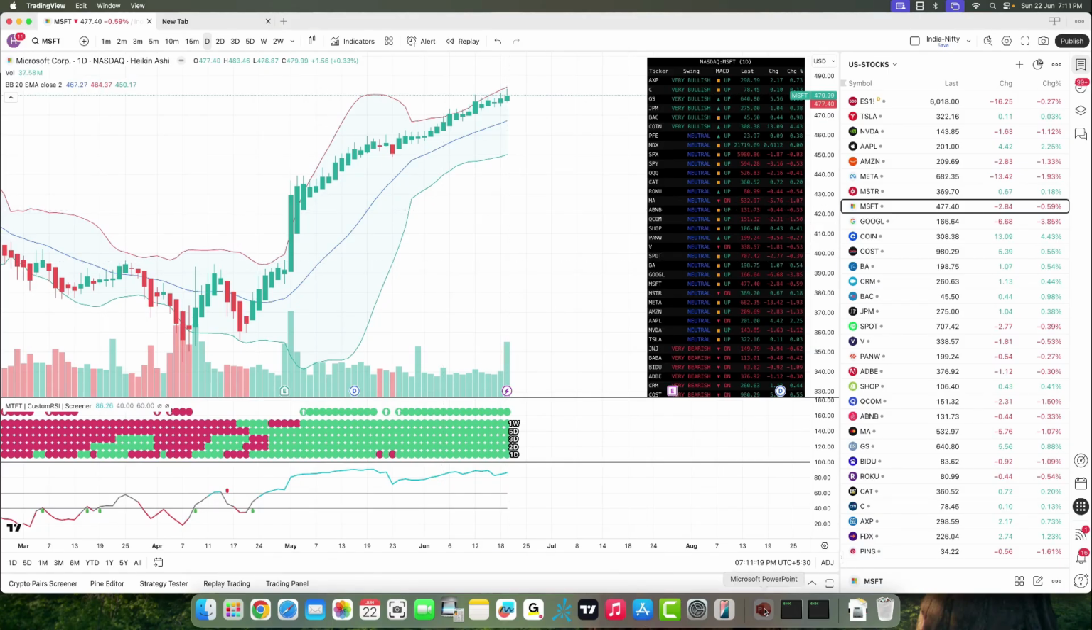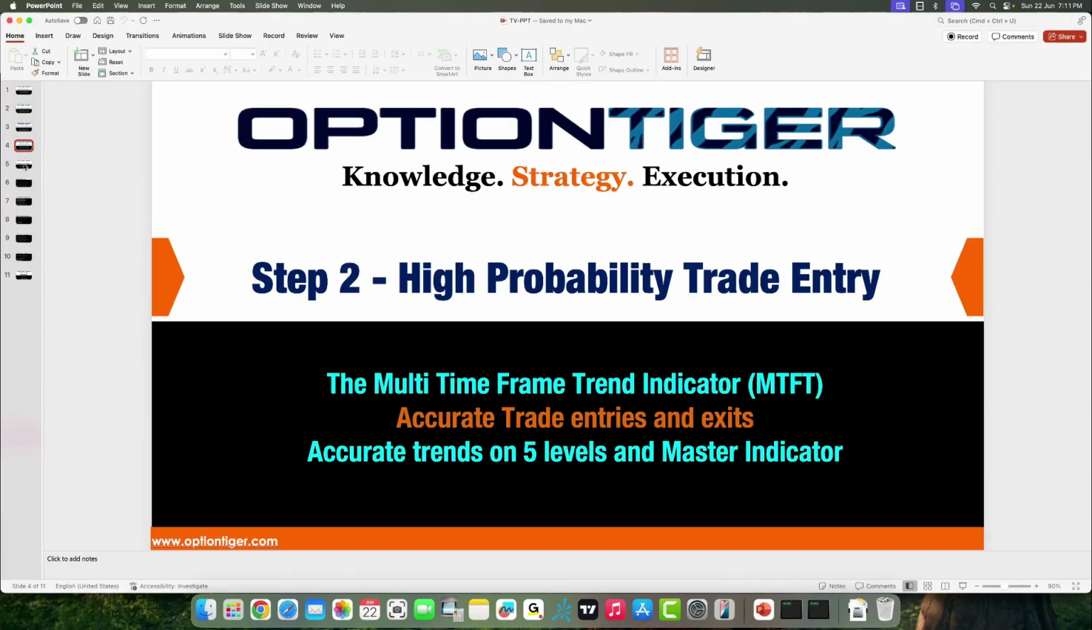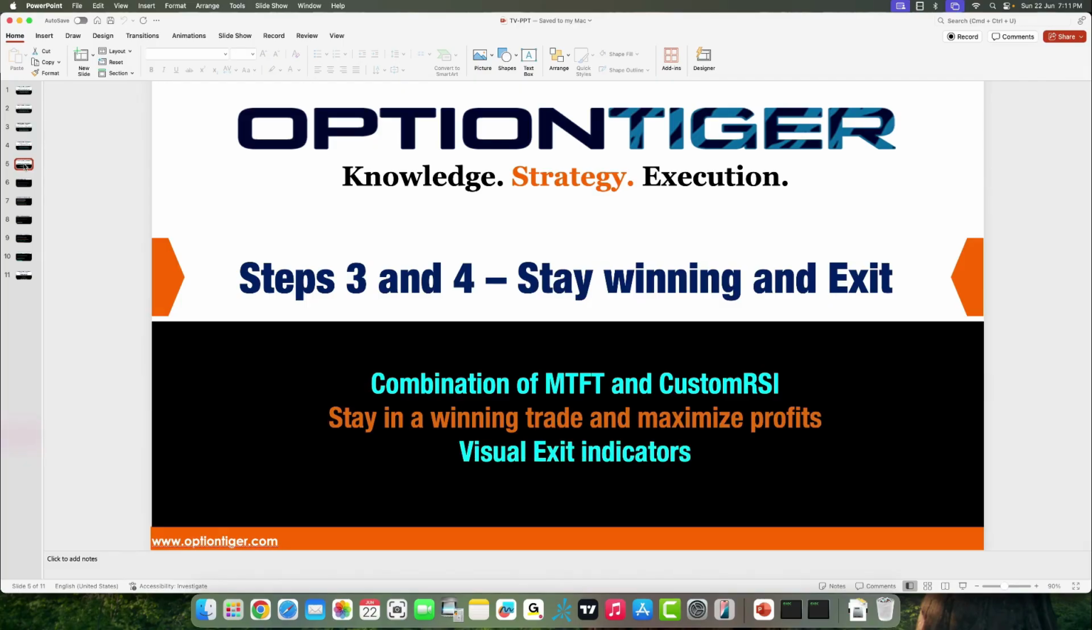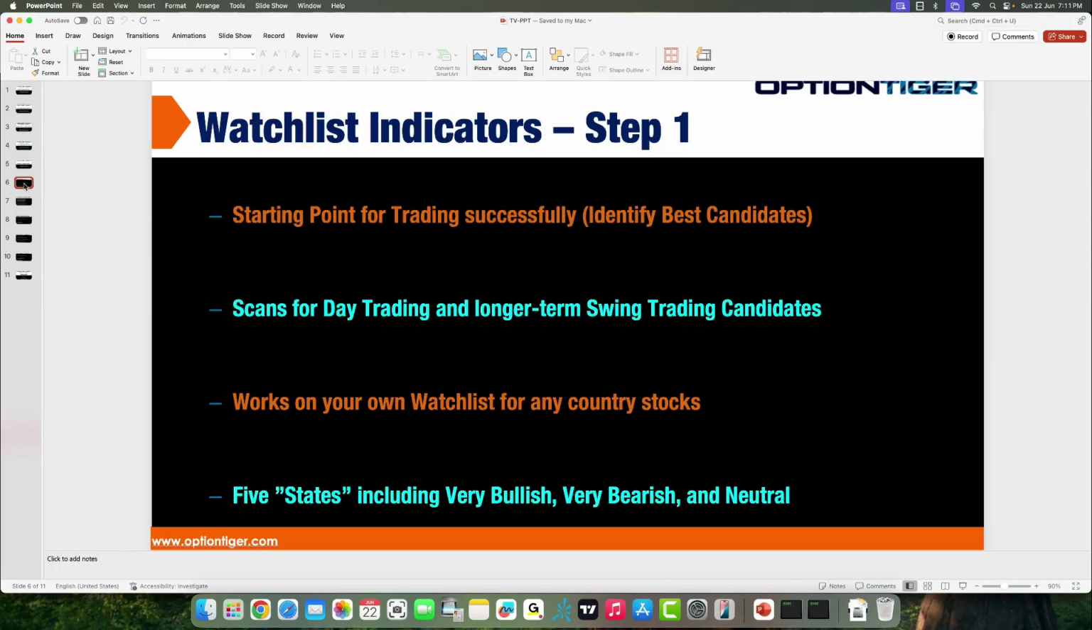So the combination of the watch list, which tells you which one to trade, and the MTFT, which tells you to get into the trade, gives you the most high probability entry. Then the combination of the custom RSI and the MTFT will tell you when to exit as well. So once again, the watch list is just step one. It's a starting point. It scans for day trading and longer term.